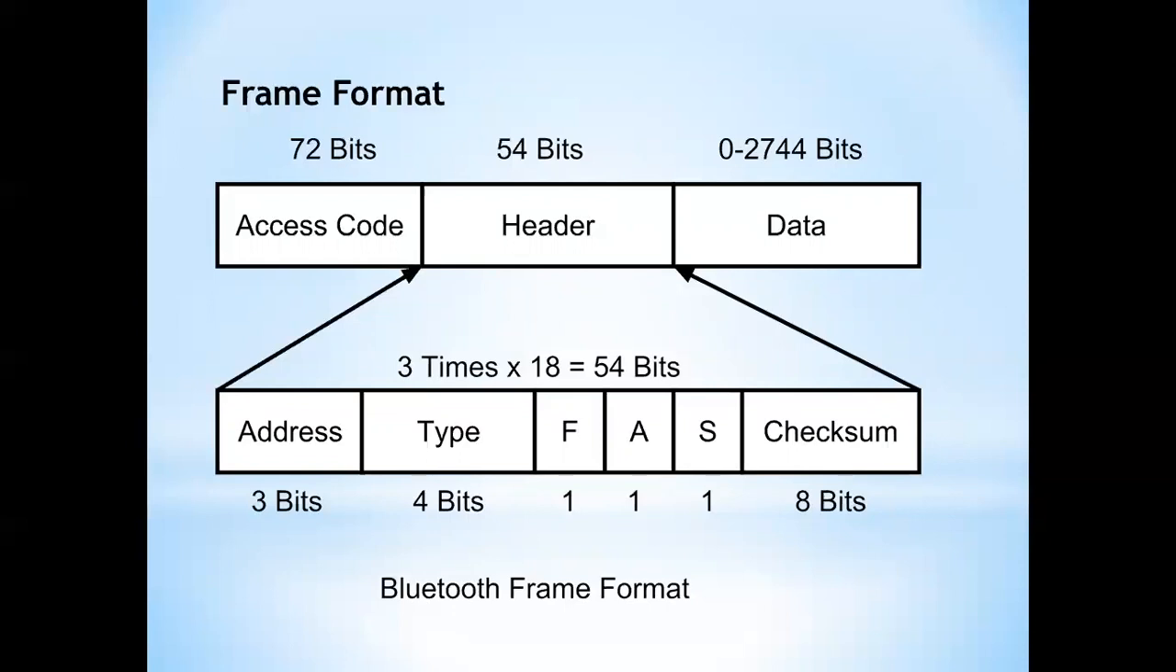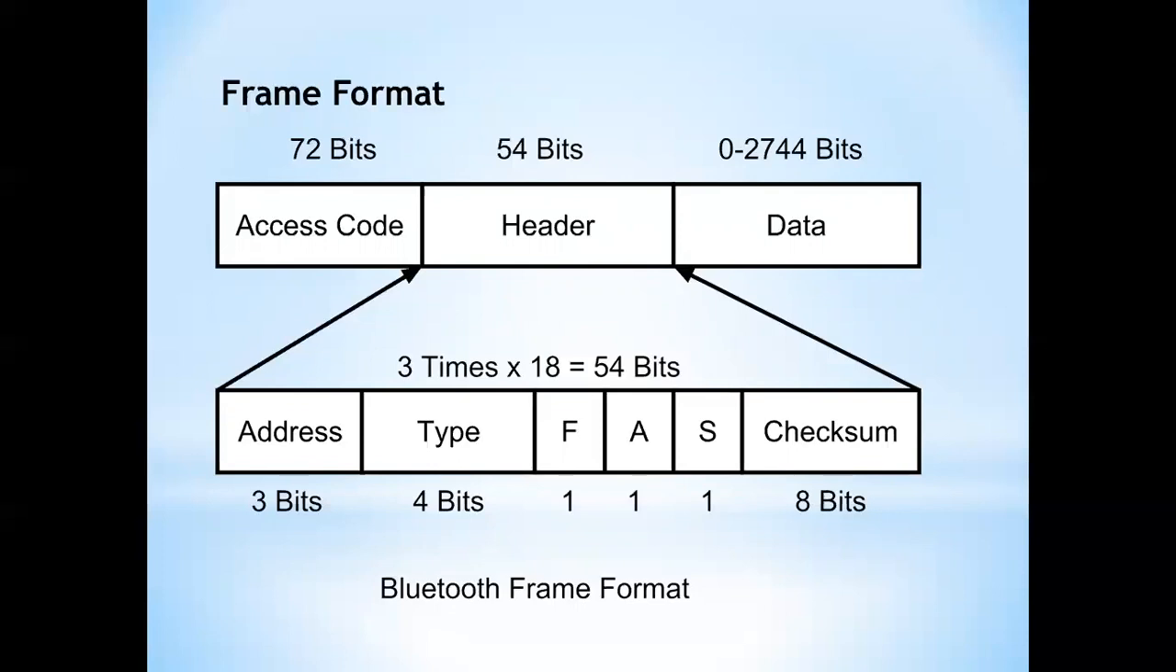Next is F. This bit is used for flow control. F equal to 1 indicates the buffer is full, that means the device cannot receive more frames. Next is A. This bit is for acknowledgement. Since Bluetooth uses stop and wait ARQ, only one bit is sufficient to send an acknowledgement. Next is S. This bit is used to hold the sequence number.